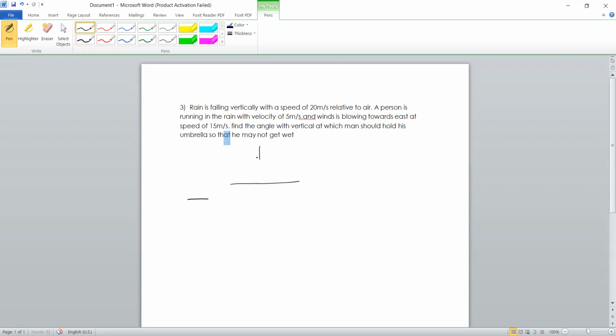So see, this is the direction the rain is falling. The velocity of rain with respect to air, or wind, is given as 20. The wind is blowing in the east direction. Let's consider this as the east direction, or x. So the velocity of wind with respect to ground is given as 15. And there is a man who is also running in this direction only. The velocity of man with respect to ground is given as 5.